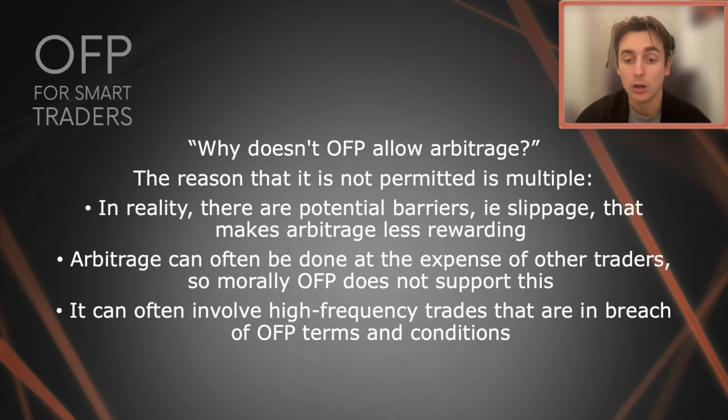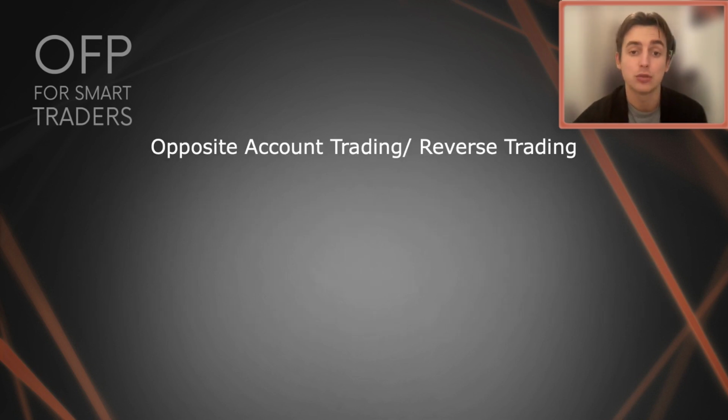And of course, you're not going to be able to exploit this without doing a sub-minute trade, which is something that is not permissible at OFP. So in order to prevent you from breaking that rule, and simply on a moral standpoint, OFP doesn't allow arbitrage. So opposite account trading and reverse trading are another example of strategies that are not permitted here at OFP.